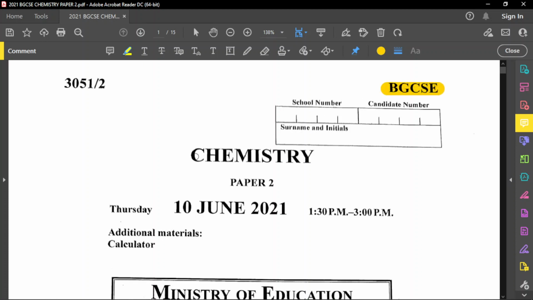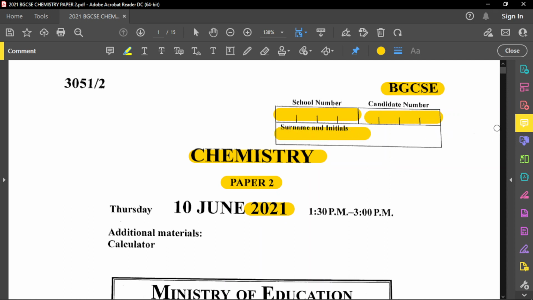Today we're reviewing a chemistry paper. It's a paper 2 from the year 2021. Please remember before you start the examination to write your school number. Very important to do so. Your candidate number is important as well, and your surname and your initials.